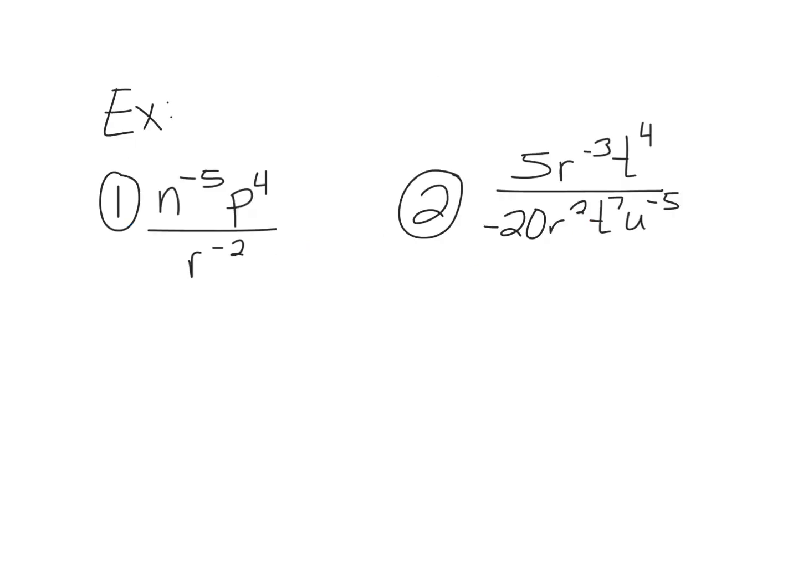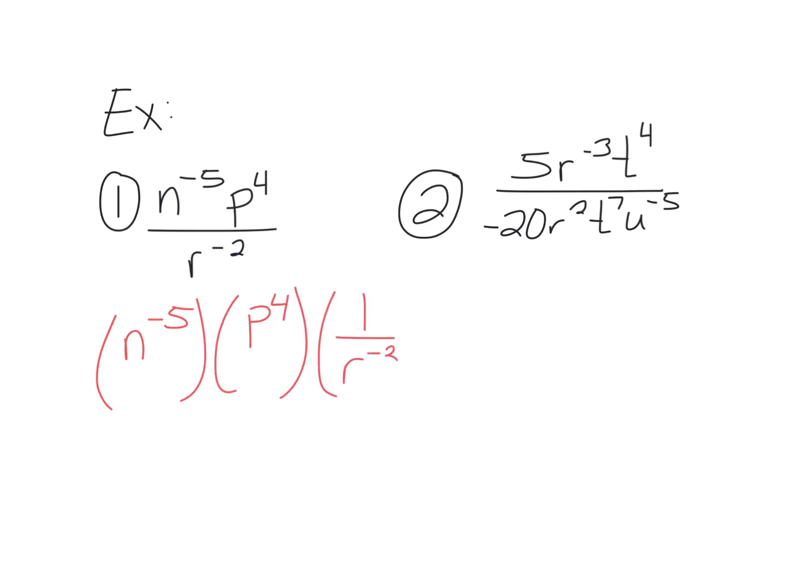Examples. Number 1. Okay? I just heard a pfft. Did I hear that from somebody? Okay. Separate it out. So I have n to the 5th, right? n to the -5th. And I have p to the 4th. And then I have 1 over r to the -2. Do you notice how I did that? Since it's on the bottom, I just put a 1 on the top when I separated it. So all I did was separate out what I have.